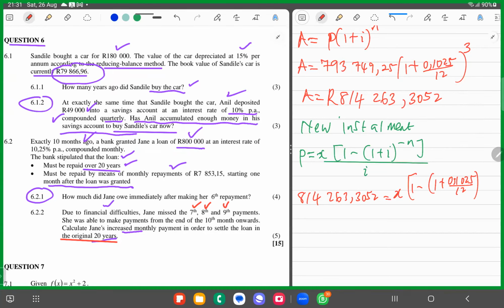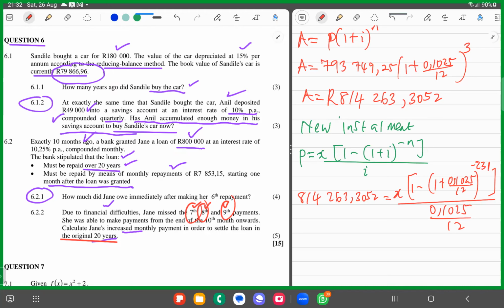So the new installments now, you'll have a total of minus 231 payments, divided by 0.1025 divided by 12. So you'd have minus 231 payments because there were some jumps of the 7th, 8th, and 9th payments. So there were 3 payments that were jumped. Okay, they were omitted, 3 payments that were omitted.